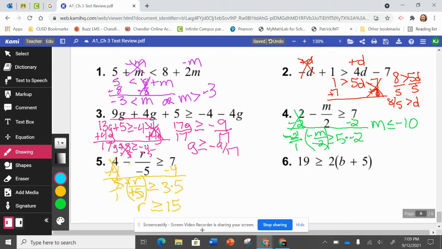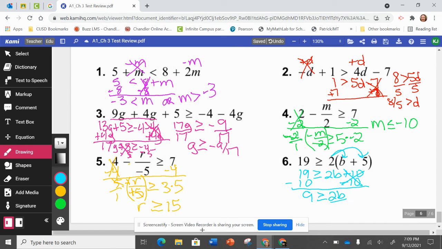And our last one, we have to start with distributing. So I'm going to distribute the 2. 2 times b is 2b. 2 times 5 is 10. Move the 10 with its like term, 19. The opposite of positive 10 is negative 10. So we're subtracting 10 from both sides. That's 9. And 2b, this adds to 0.